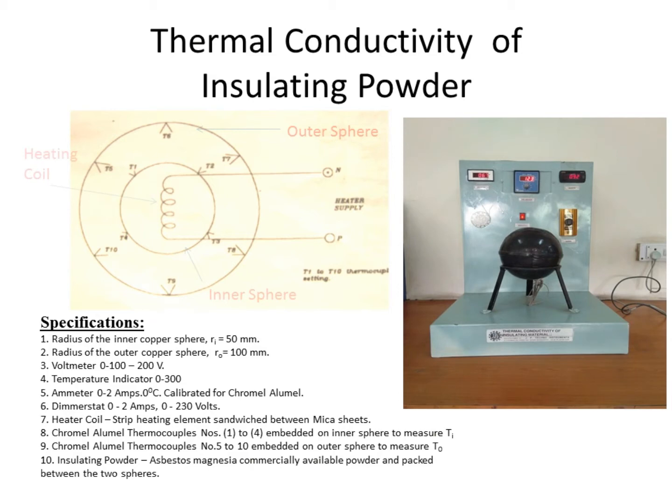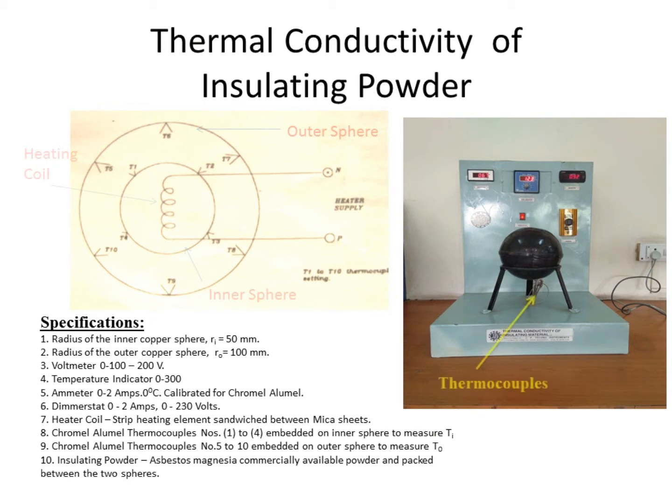Chromel-alumel thermocouples are used to measure the temperatures. Thermocouples 1 to 4 are embedded on the inner sphere and 5 to 10 are embedded on the outer sphere. These readings in turn enable us to find out the thermal conductivity of the insulating powder packed between the two shells.